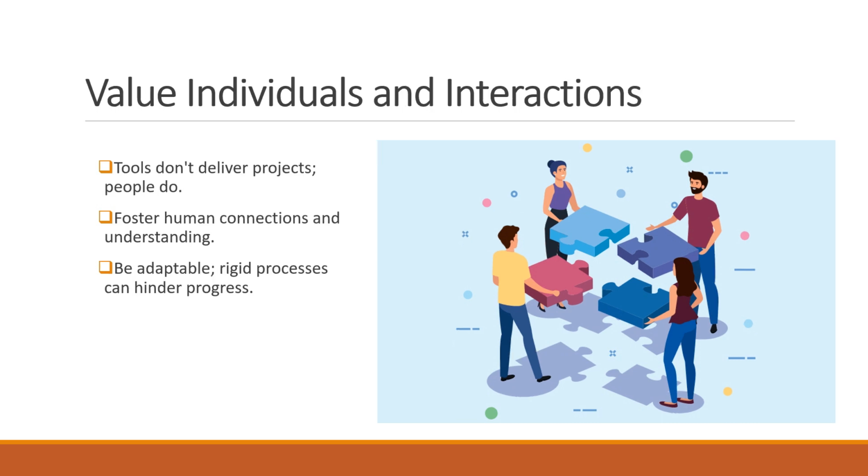Value individuals and interactions. While processes and tools are essential, the Agile Manifesto emphasizes the importance of individuals and interactions. Remember, tools don't deliver projects, people do. Foster human connections and understanding. Be adaptable. Rigid processes can hinder progress.